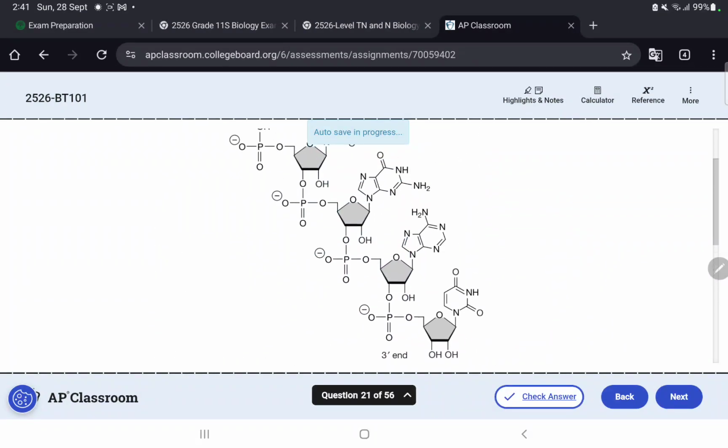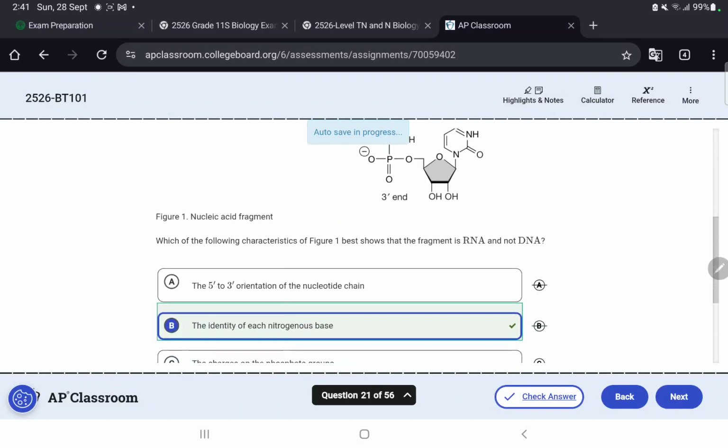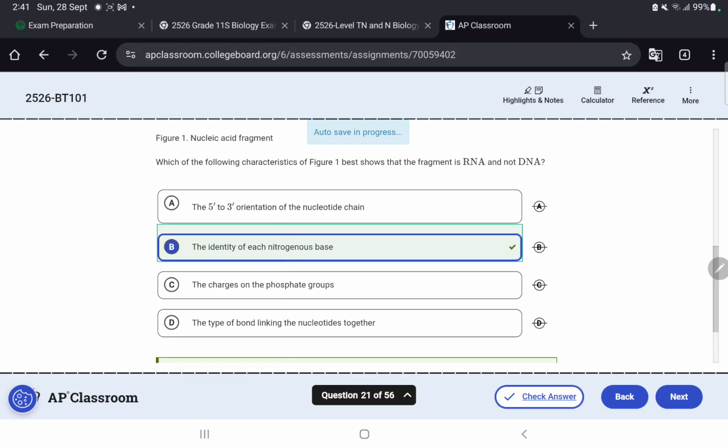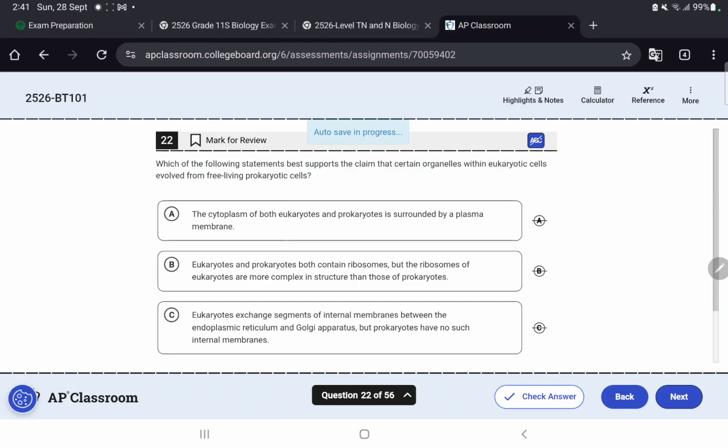I know that you can't actually see the uracil or the thymine, and that they didn't label it for you. But if you look at the other options here, the 5' to 3' orientation, they both have 5' to 3' orientation. The charges on the phosphate groups are similar in RNA and DNA. And the type of bond linking the nucleotides together is the same. They're both the phosphodiester bond, which is why the identity of each nitrogenous base is the one that makes the most sense in this case.